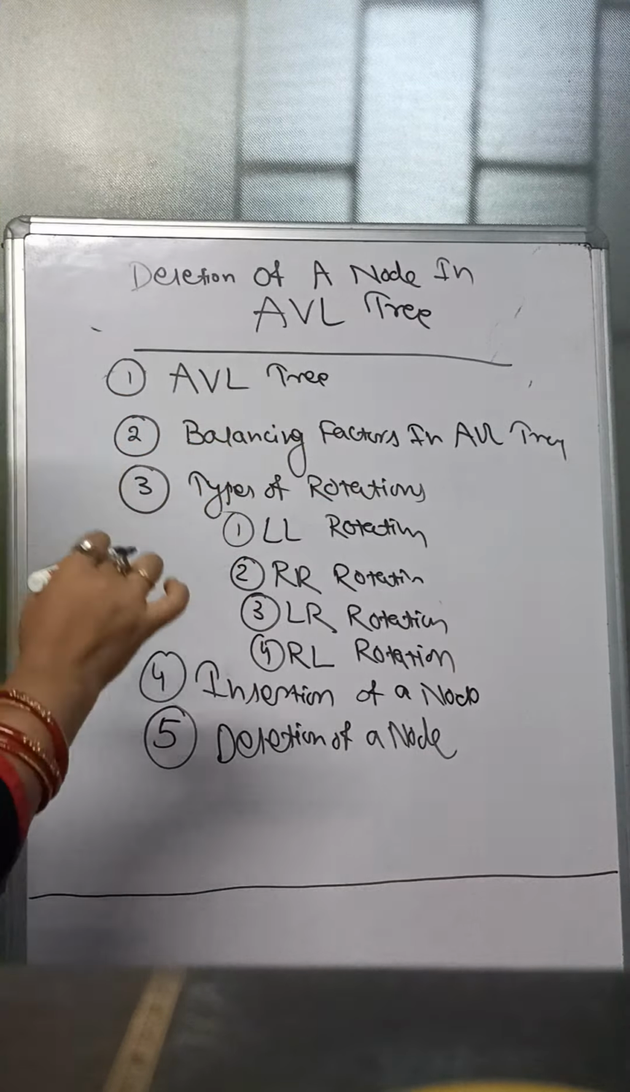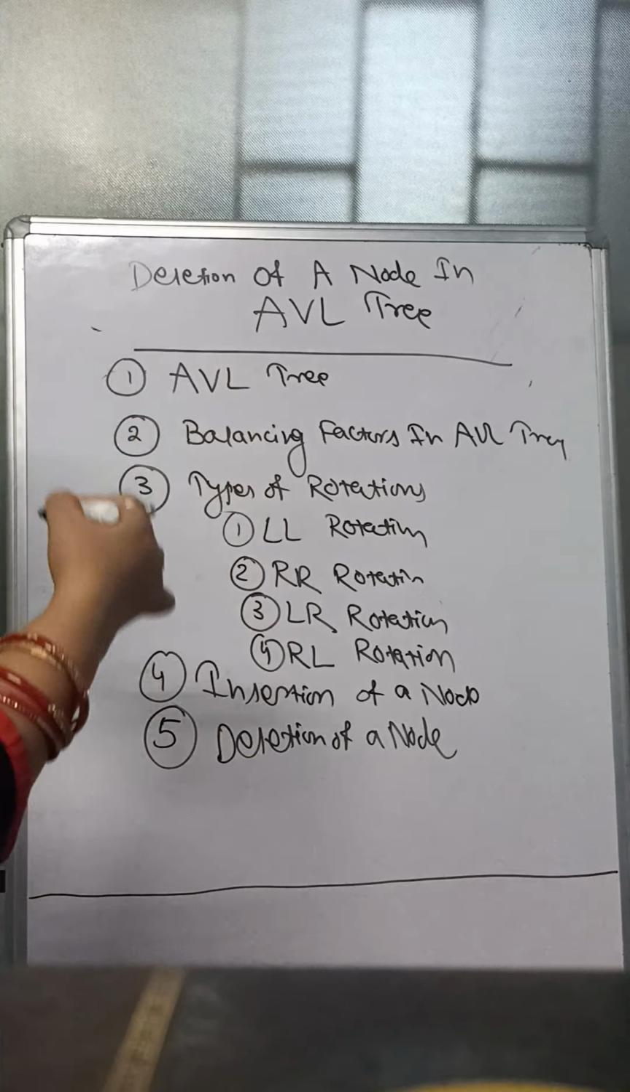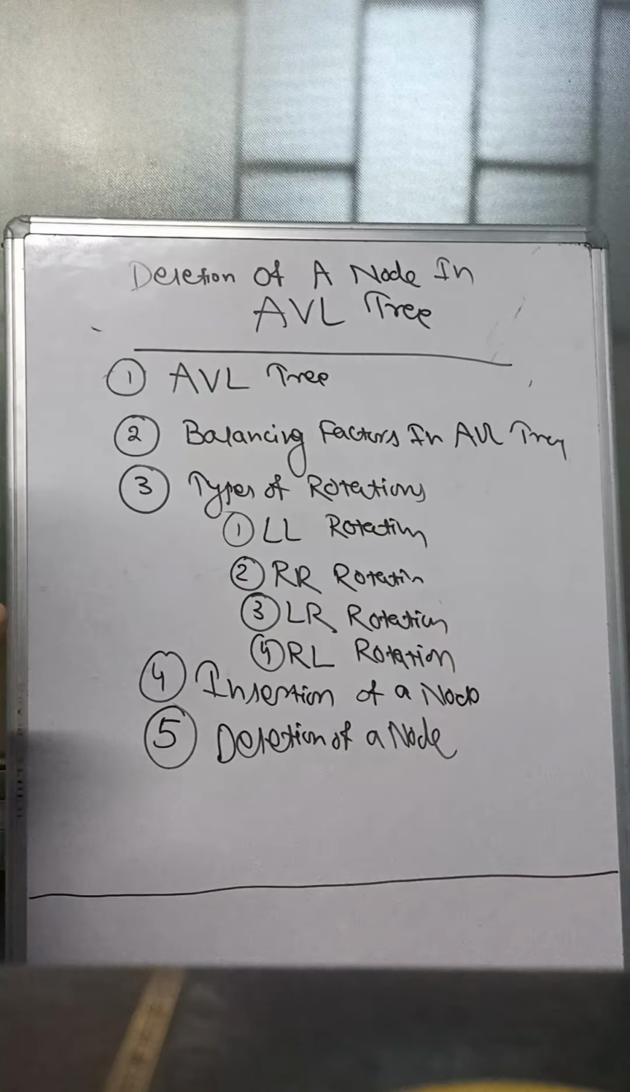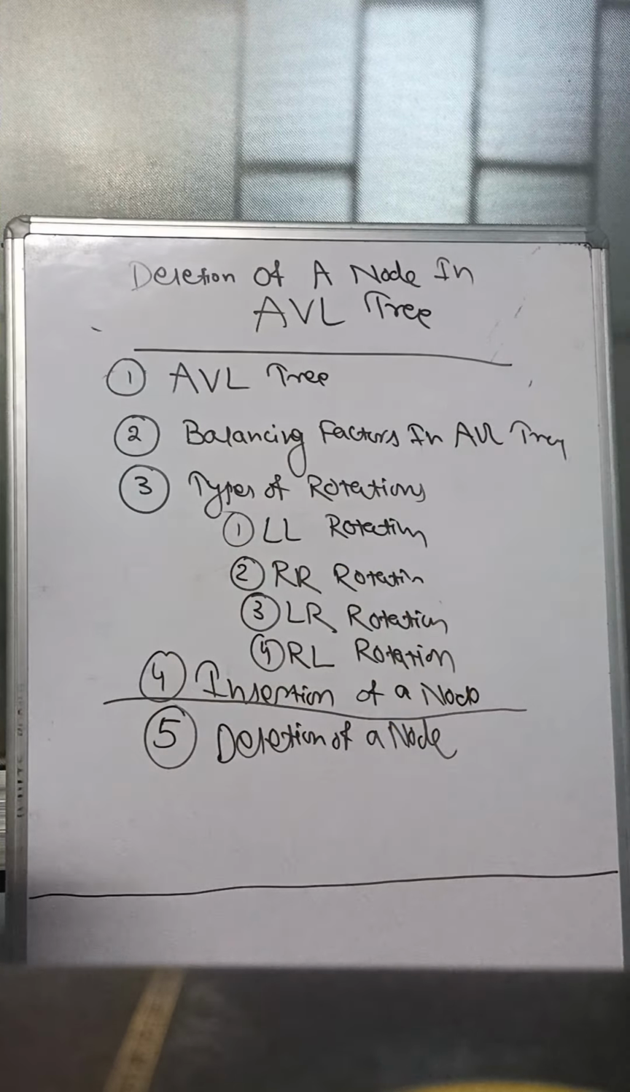LL rotation, RR rotation, LR rotation and RL rotation, and searching and insertion. We have completed all this till this point. Now we have to study deletion of a node in the AVL tree. So let's recap what the AVL tree is.